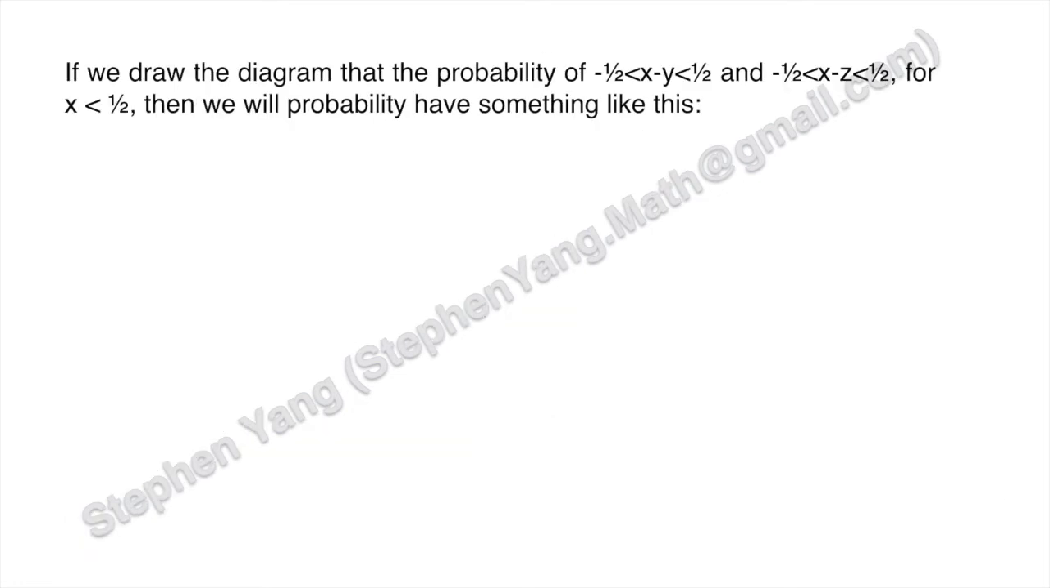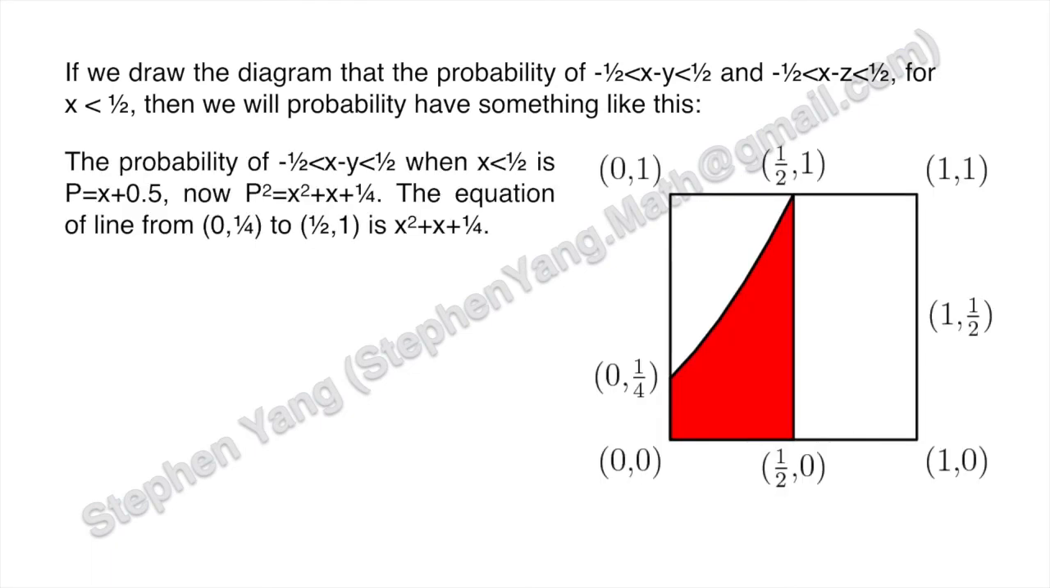So if we draw the diagram of the probability that x minus y and x minus z are both greater than negative a half and less than a half, for x less than a half, then we'll have a graph something like this. The probability that x minus y is greater than negative a half and less than a half when x is less than a half would be p equals x plus a half. Now p squared would be x squared plus x plus a quarter. And the equation of the curve from the point (0, a quarter) to the point (a half, 1) would be x squared plus x plus a fourth.